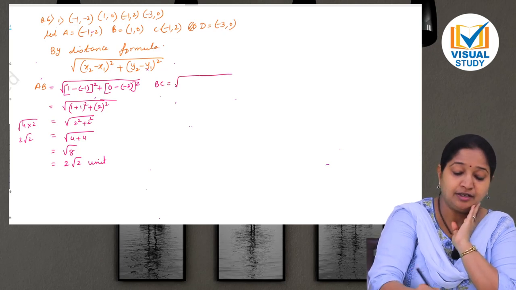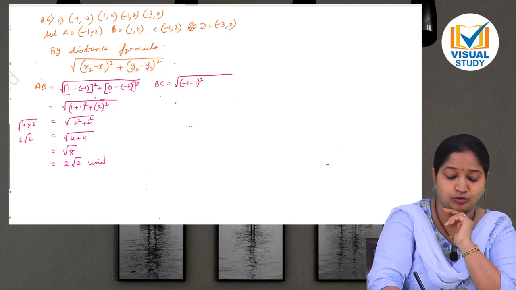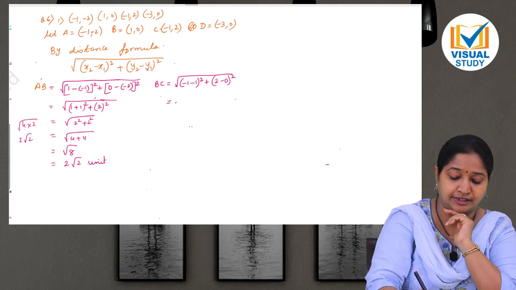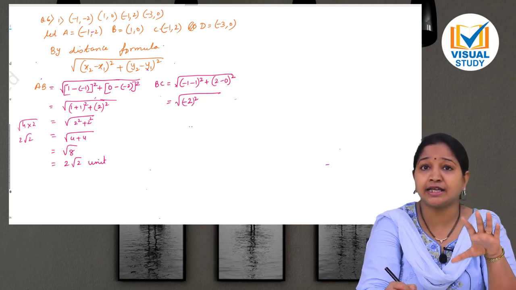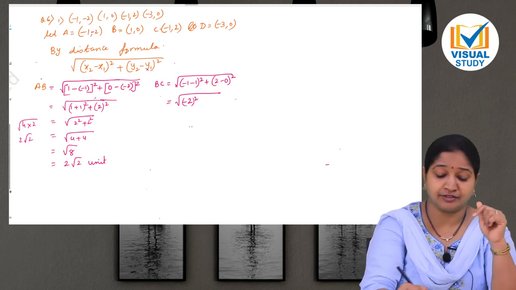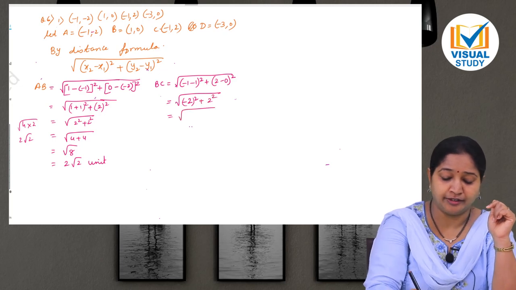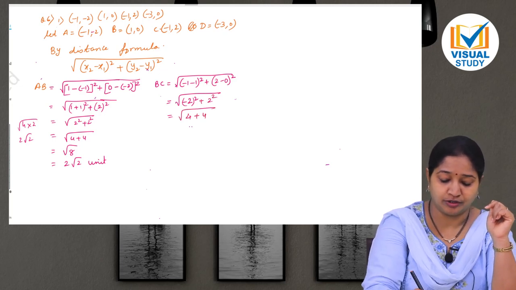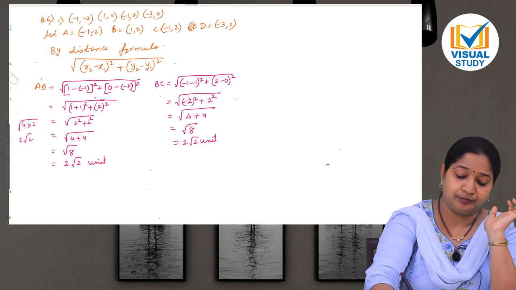BC. Minus 1, minus 1. Minus 1, minus 1 whole square plus 2 minus 0 whole square is equal to minus 2, minus 1, minus 1. If the signs are same, put the same sign and add. So minus 1, minus 2 whole square plus 2 whole square. You get 4 plus 4, and you get 8, and that is 2 root 2 unit.